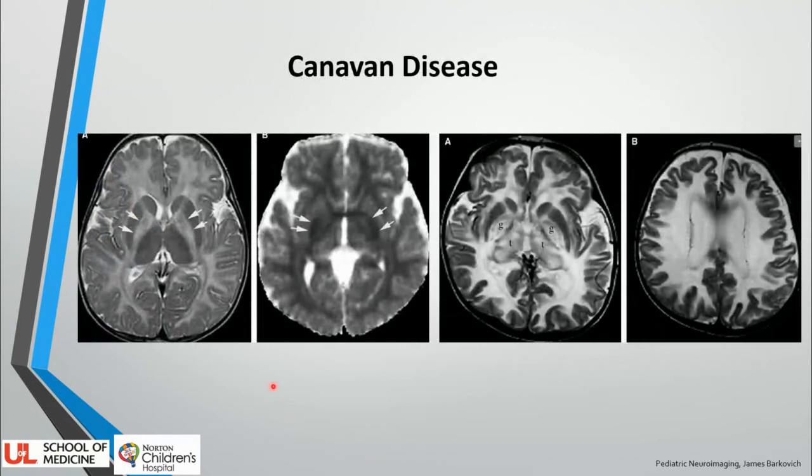T2 image on the left shows abnormal bright signal involving the globus pallidus. There is diffuse abnormal bright signal involving the cerebral white matter. There is corresponding restricted diffusion seen on this ADC map here as dark signal. Images on the right are examples of advanced Canavan's disease showing macrocephaly, abnormal bright signal involving the globus pallidus and thalamus, and diffusely involving the cerebral white matter. There is also ventricular dilatation from volume loss.